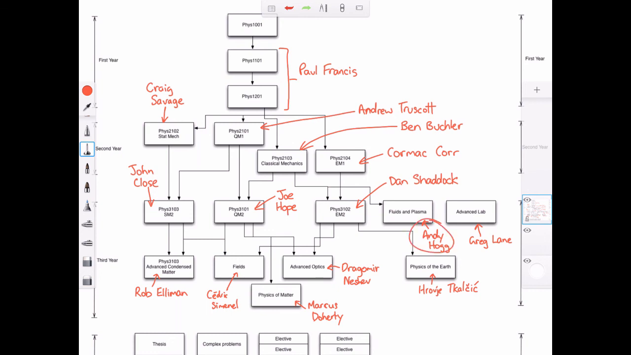We'll have Andy Hogg coordinating the fluids and plasma course, unconfirmed, but we'll have Greg Lane coordinating the advanced lab course and Rover coordinating the physics of the earth course. Okay, so the purpose of these names is these are the names you would now go to. If you want to know about what's in a particular course, you should speak to them.